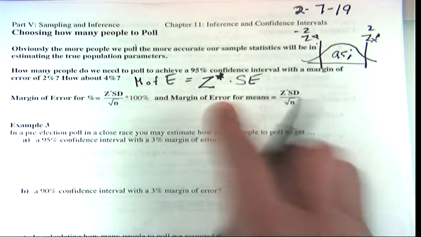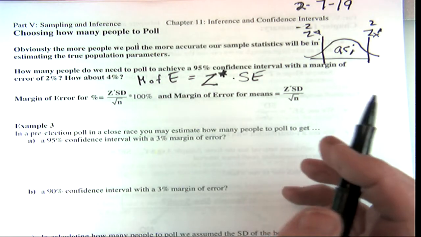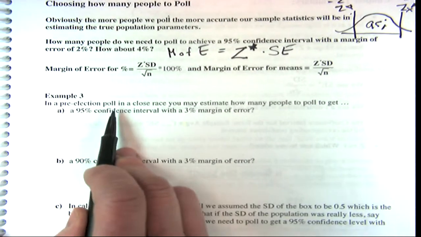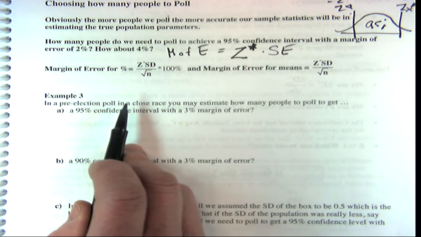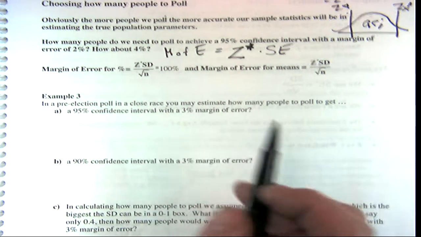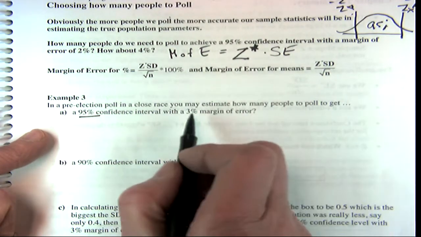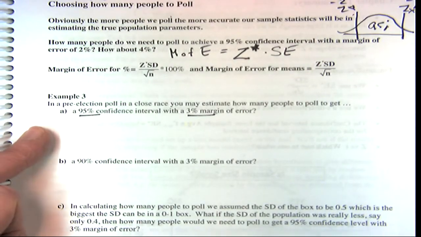So now the question is, how many people do you have to poll to achieve a certain margin of error with a certain amount of confidence? So let's look at this. In a pre-election poll, this is very important. If you're planning a poll, you want to have a certain margin of error and a certain level of confidence. Let's say you wanted a 95% confidence interval, and you wanted a margin of error of 3. That's very standard. Well, how many people would you poll?